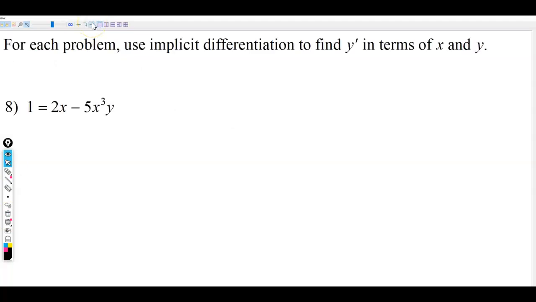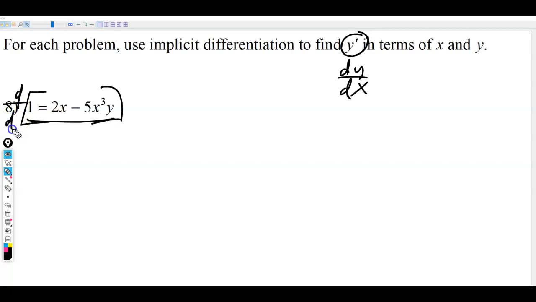Oh boy, implicit differentiation. All right, so what implicit differentiation means is you have an equation that has x's and y's in it. And so what we want to do is we want to find the derivative of this thing. We want to find y prime, which is just short for saying dy dx. So the way that we're going to do that is we want to find the derivative of this whole thing with respect to x. Okay?